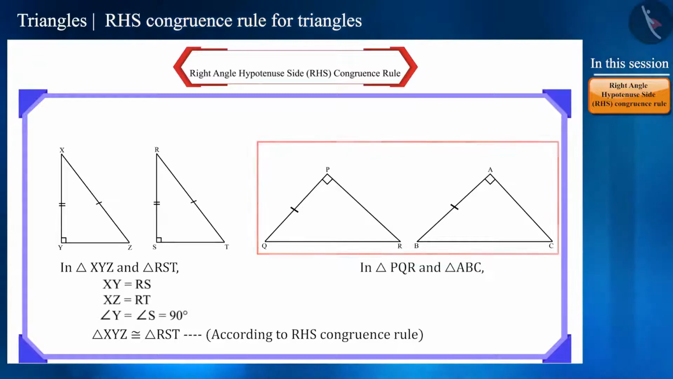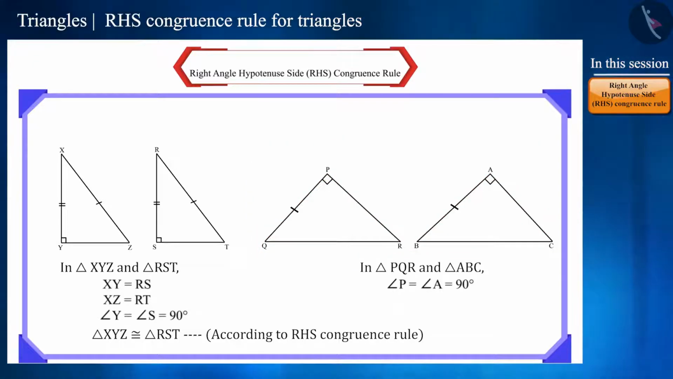In the second pair, both the triangles are right-angled triangles and one side is also equal, but their hypotenuse must also be equal, which is not the case here. Therefore, these two triangles are not congruent.